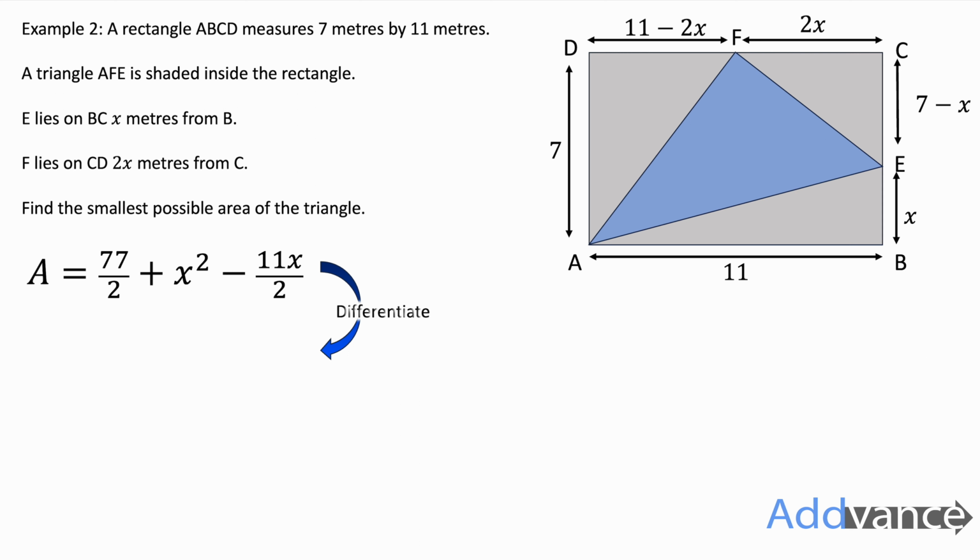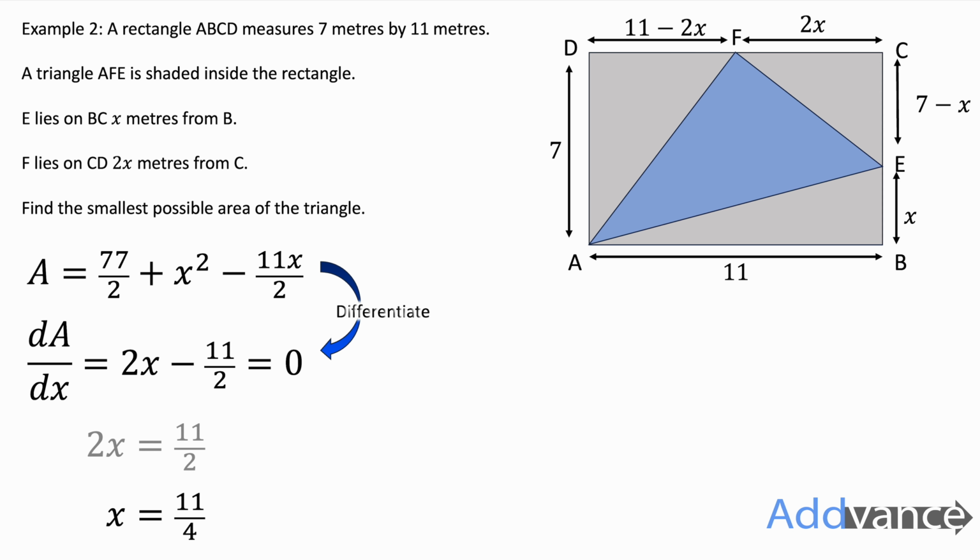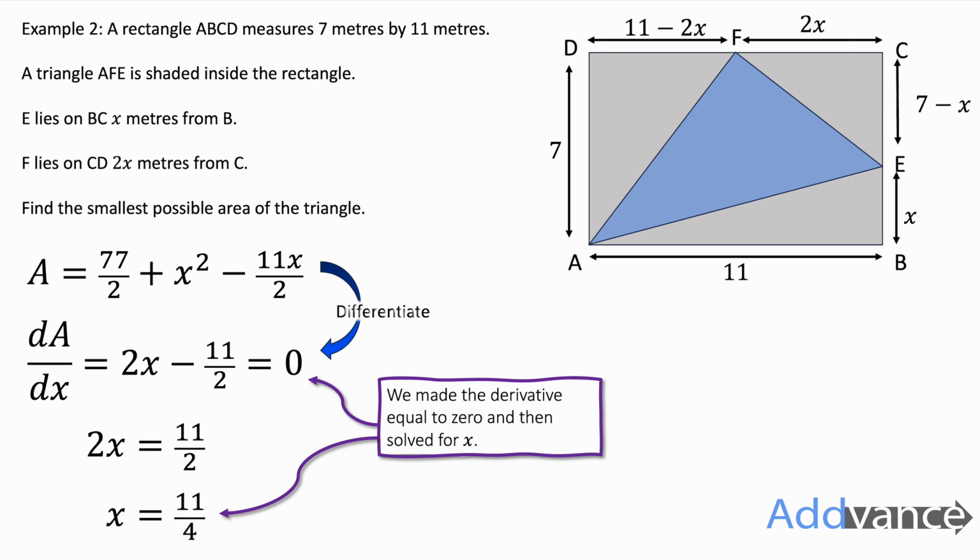Now I've got an equation for area and I can differentiate it. So I'll differentiate this and I get dA over dx is 2x minus 11 over 2. And this is the derivative. This tells me the gradient, and I want to make this equal to 0 at maximums or minimums. So I make this equal to 0, move the 11 over 2 to the other side, and divide by 2. I've got x is 11 quarters.